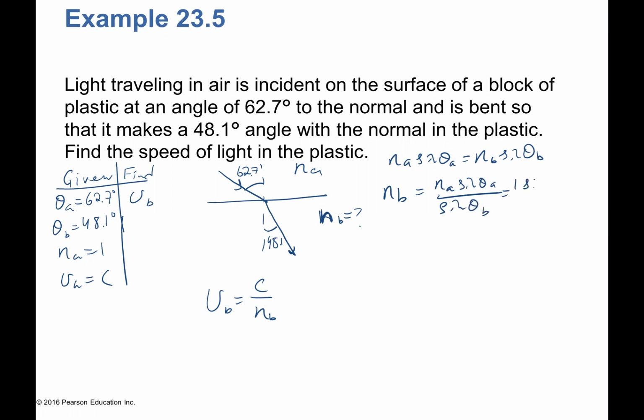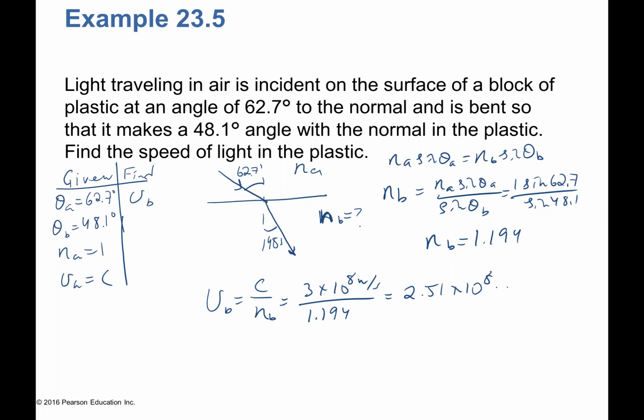So it's 1 times sine of 62.7 over sine of 48.1. We calculate the index of refraction of this medium to be 1.194. Then I can come back here and say, all right, 3 times 10 to the 8 meters per second divided by 1.194, and I will get 2.51 times 10 to the 8 meters per second. And that's going to be the velocity of the light in this medium, which is a plastic. So the plastic has roughly that index of refraction.